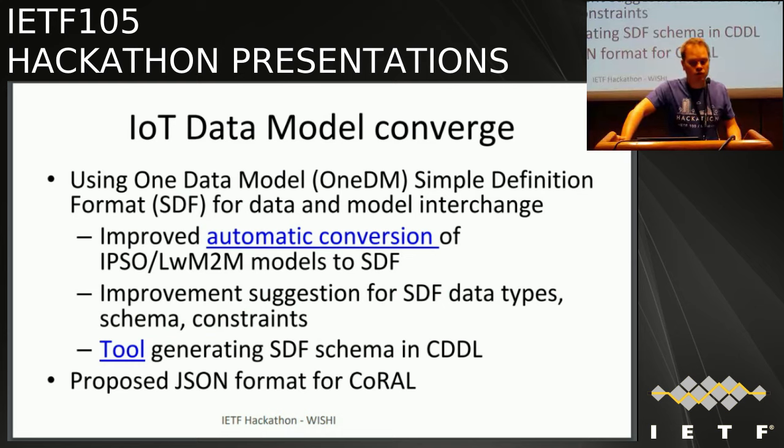On the data model convergence, we use the One Data Model simple definition format to do data and model interchange. So the format is a language that you can use to describe data models from a variety of different organizations. And based on those descriptions, you can do, for example, translators between those models, but also exchange model data. So bring, for example, models from different ecosystems to your ecosystem. We have been working on some automated tools for this purpose.